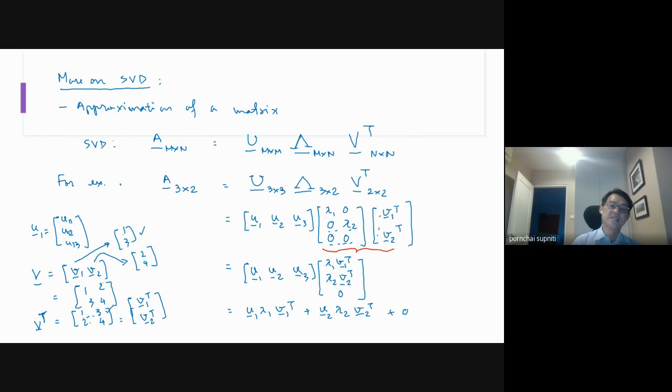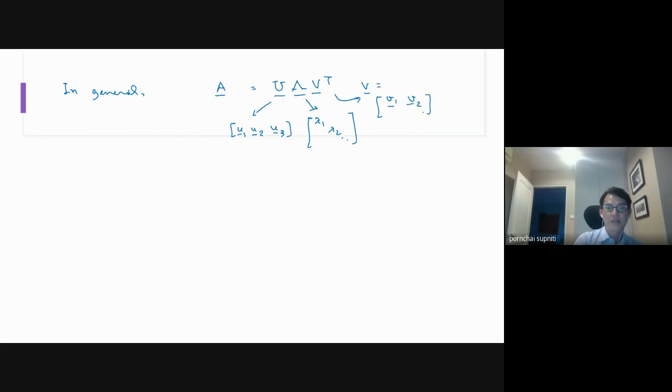So in general, given that A is equal to U multiplied with lambda and V transpose, where U is U1, U2, U3, and lambda, depending on the size of it, probably lambda 1, lambda 2, etc., and then V transpose, where V is equal to V1 and then V2, we can write the matrix A as the sum of, you can take a look at the previous page. So this is what it is.